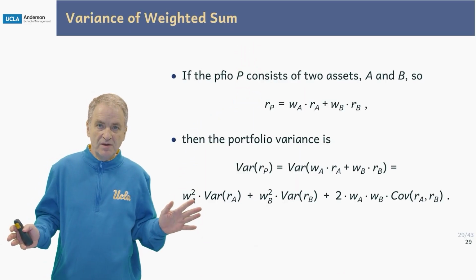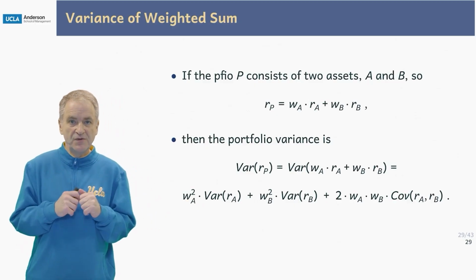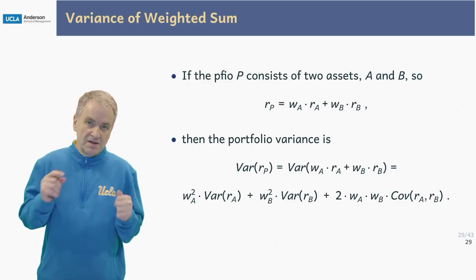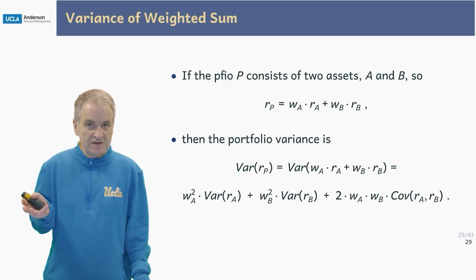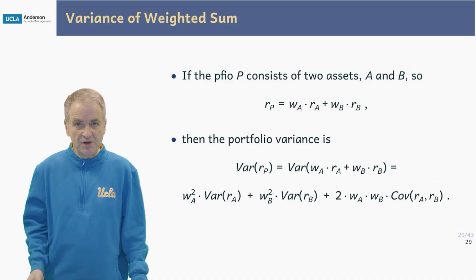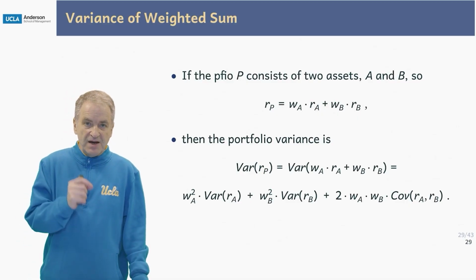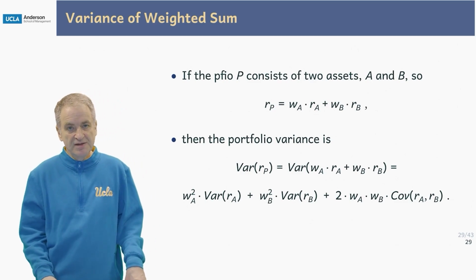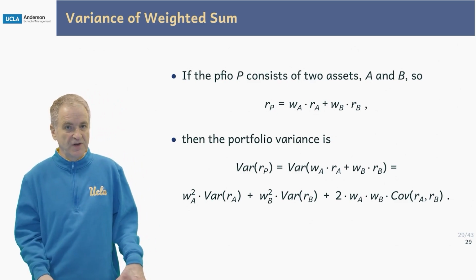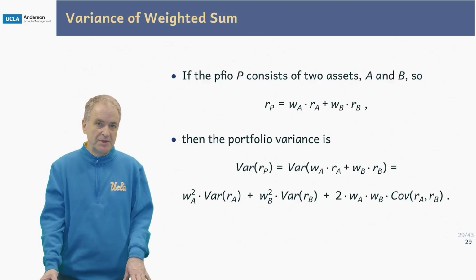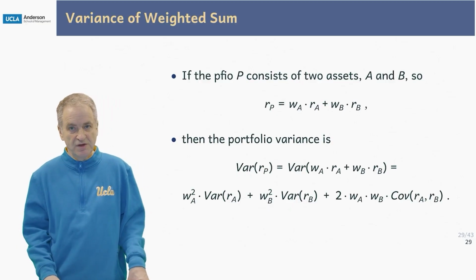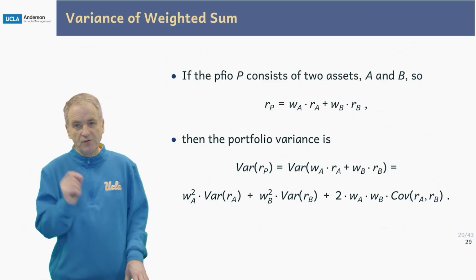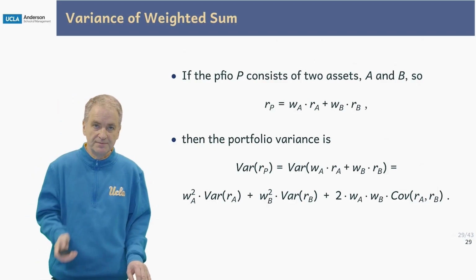I'm going to start with the formula for the rate of return on a portfolio. The rate of return on a portfolio is WA times RA, plus WB times RB. And the variance of that is equivalent to this variance formula. It's basically WA squared times variance of RA, plus WB squared times variance of RB, plus 2 times WA WB times the covariance of RA, RB.